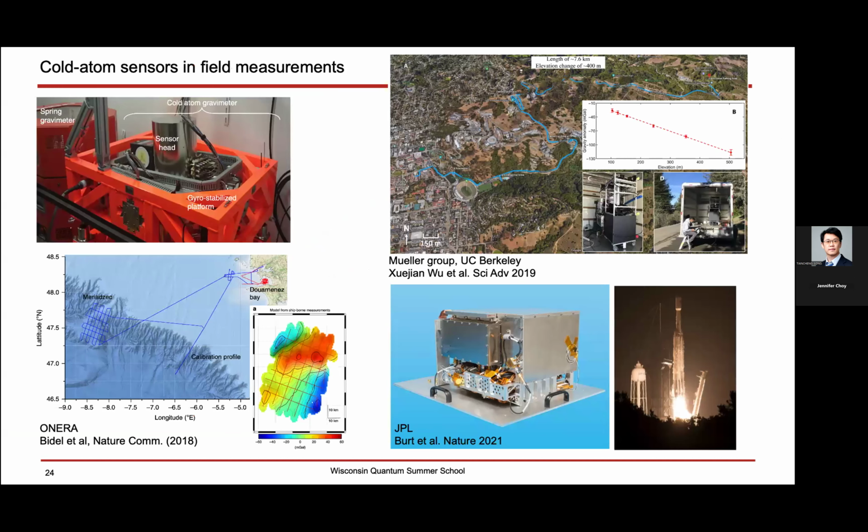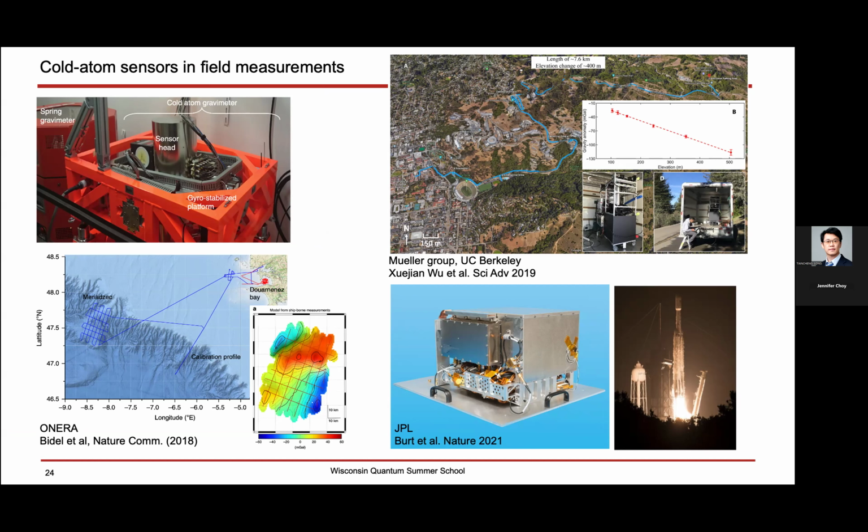And this turns out to be a really good technology for measuring inertial forces. So here are just some examples of field deployable atomic sensors. This one up there is basically a gyroscope. Actually, it's a gyrostabilized quantum gravimeter that's being used on the deck of a ship to basically measure gravity changes during the ship's mission.